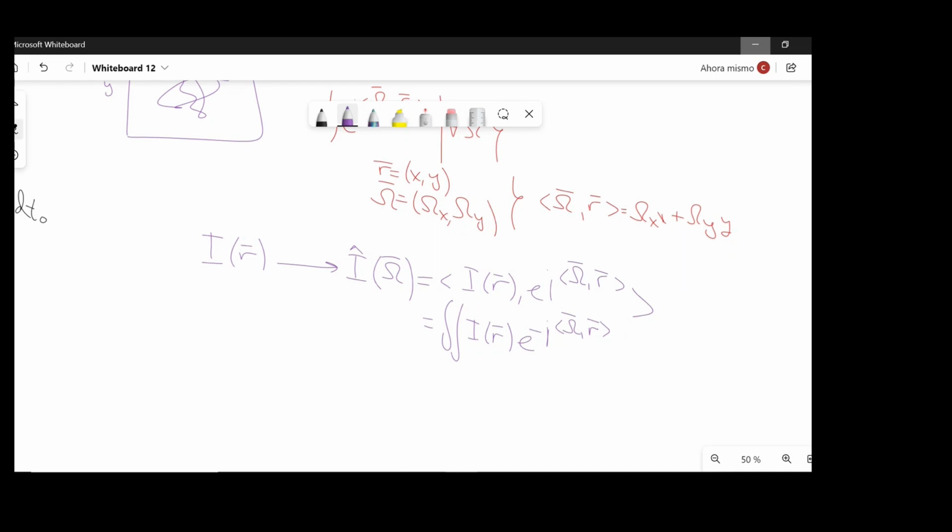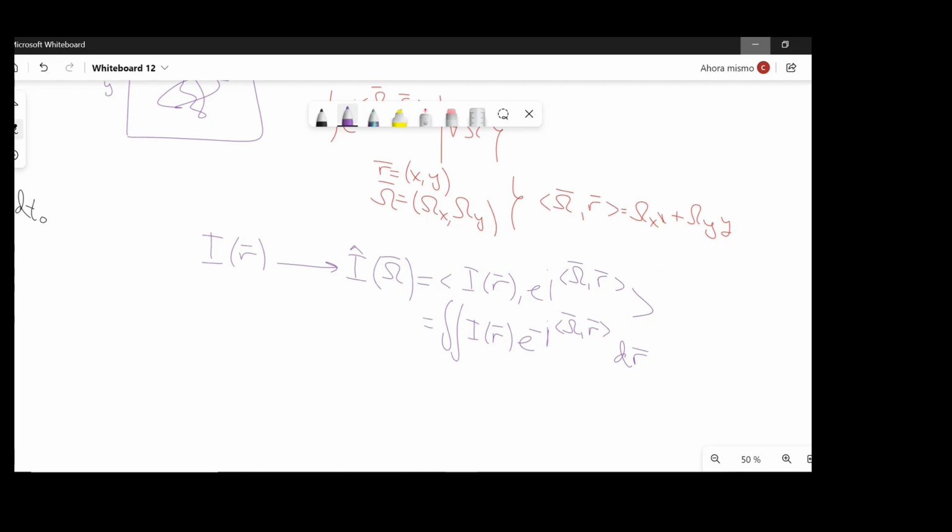Okay, so I have to integrate over what? I want to have at the end a dependency on frequency, so I have to integrate over time or space. To integrate over space. So this is my inner product.